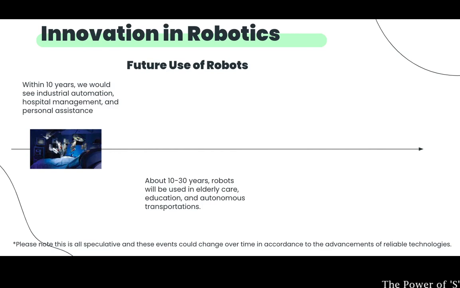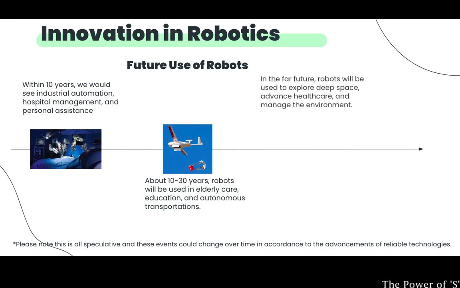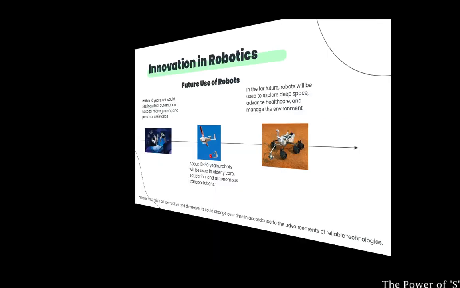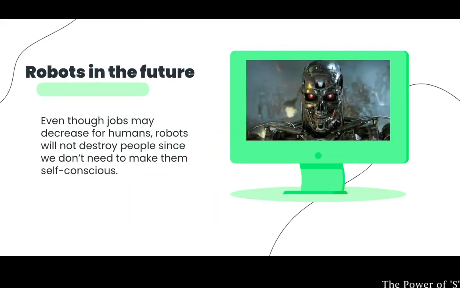This is just really sad because it's going to be taking away more and more jobs. If robots replace everything, then humans really have nothing else. So, we really got to plan this all out properly. About 20 to 30 years, they'll be used in elderly care to take care of them. In the far future, robots will be used to explore deep space, advance healthcare, and manage the environment. So be more like a human, let's say. But that's robots in the future.